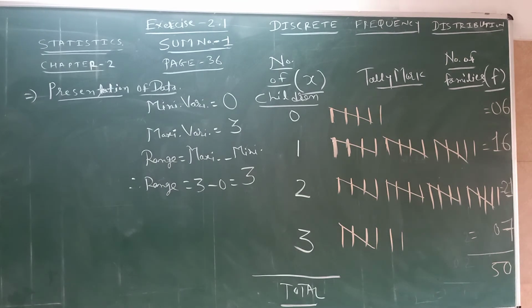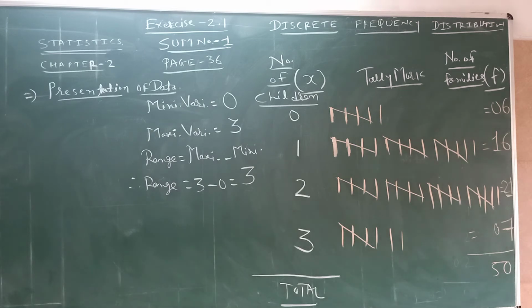My dear friends, a fast recap of the whole sum. Exercise 2.1, sum number 1, page number 36. They provide us the data regarding the number of children of 50 families residing in an area. Number of children is our variable, that is x. How to decide whether we have to prepare the discrete frequency distribution or continuous frequency distribution?